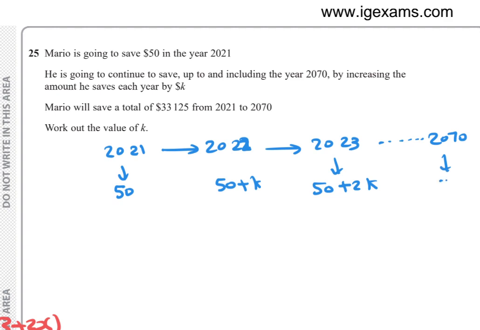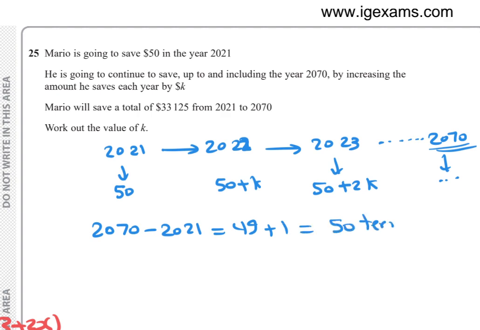So how many terms do we have? From 2021 to 2070, if you subtract, you get 49. But actually we have 50 if we include 2070, because when you subtract, you take all the terms from 2021 till before 2070. So 2070 minus 2021 equals 49, but because we need to include 2070, add 1. So we have 50 terms.